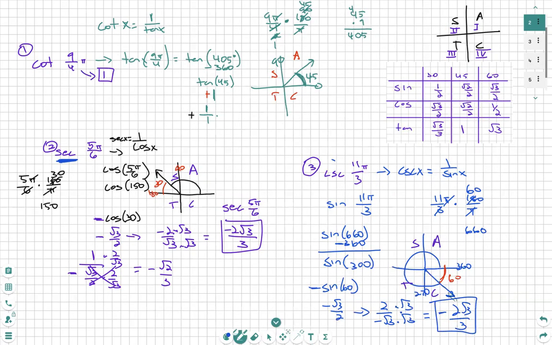So these ones can be a little weird sometimes, especially if our angle is greater than 360. Just remember to find a coterminal angle and everything is easy and we're good to go.